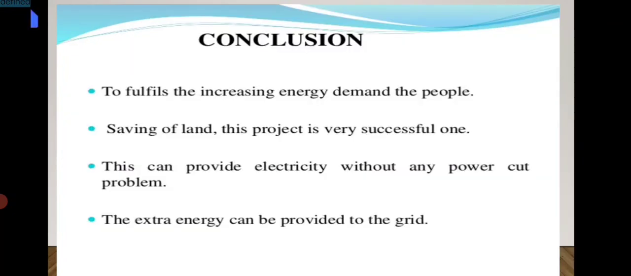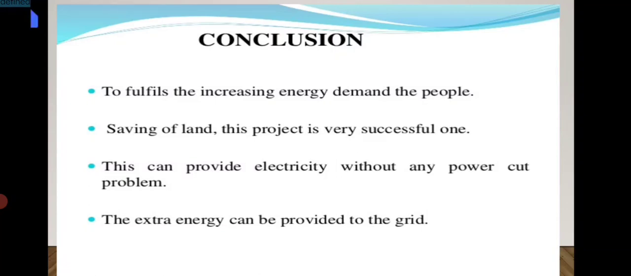Then conclusion. To fulfill the increasing energy demands and for saving of land, the project is very successful one. This can provide electricity without any power cut problem. The extra energy can be provided to the grid.